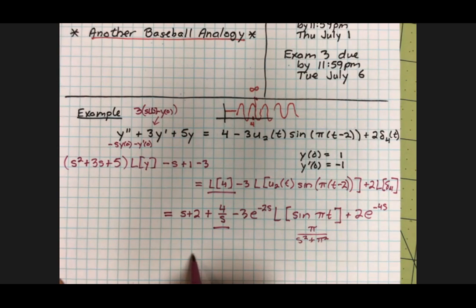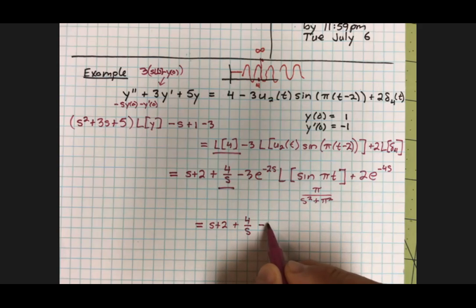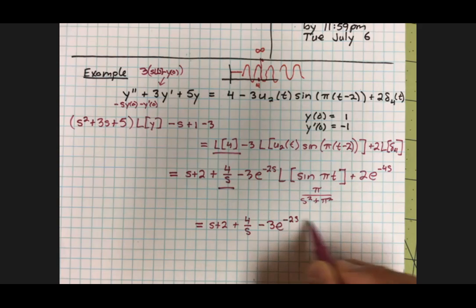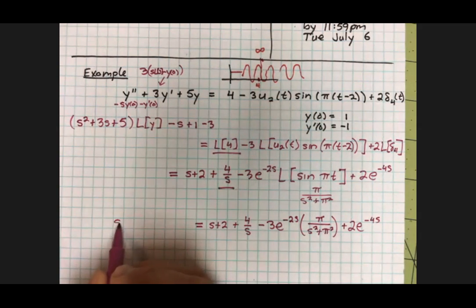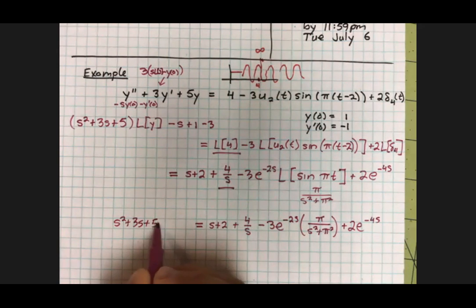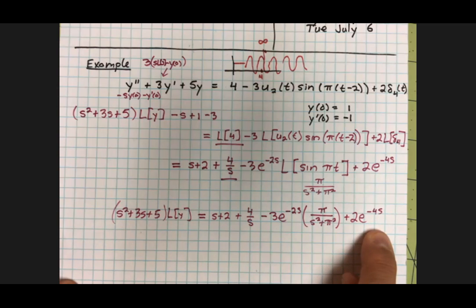Okay, so now let's write the final finished right-hand side. s plus 2 plus 4 over s minus 3 e to the minus 2s pi over s squared plus pi squared plus 2 e to the minus 4s. And that is equal to just (s squared plus 3s plus 5) times Y. So I think this is going to be some constant juggling here. I could bring this quadratic under each term here. Notice I got four terms right there.